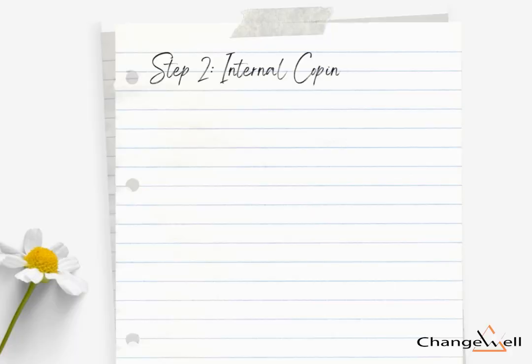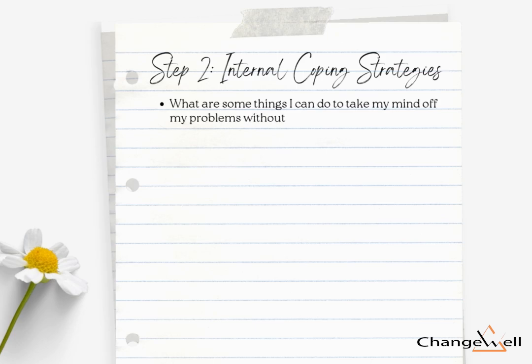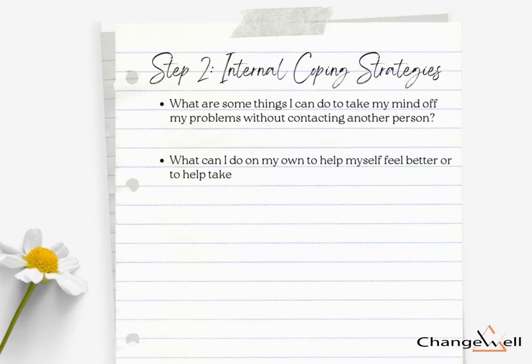Then we head into step 2, internal coping strategies. Some questions to ask yourself for step 2. What are some things that you can do to take your mind off of your problems without contacting another person? We'll talk about contacting another person in our later steps, but right now, this is just for yourself. What can you do on your own to help yourself feel better or to help take your mind off things?